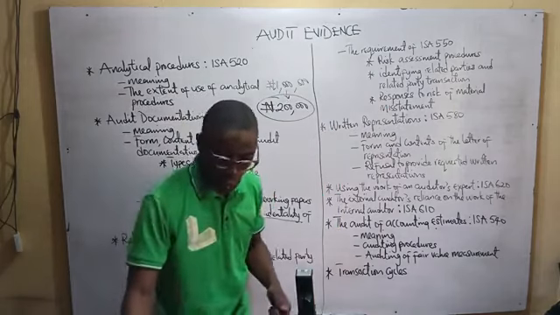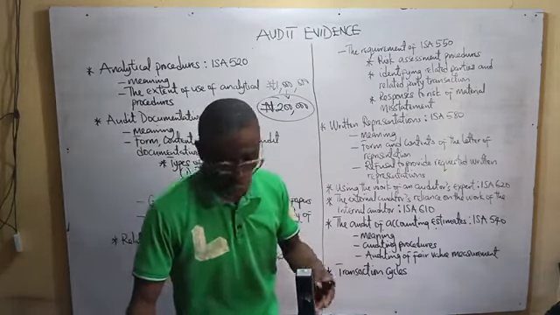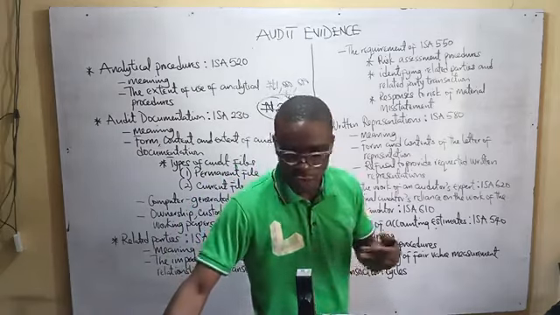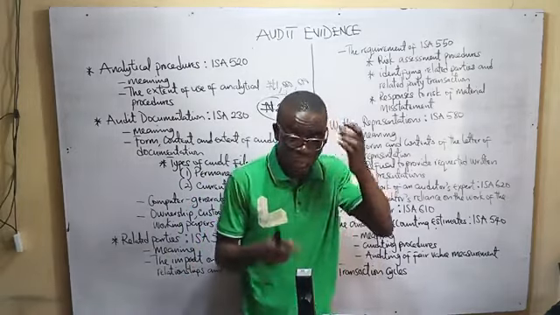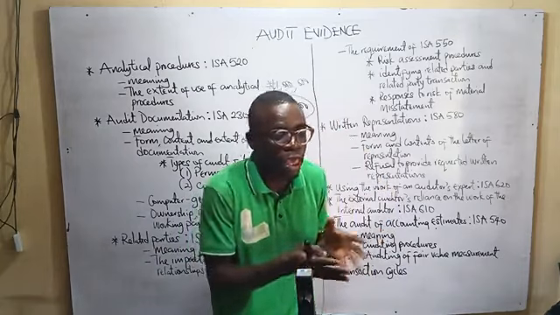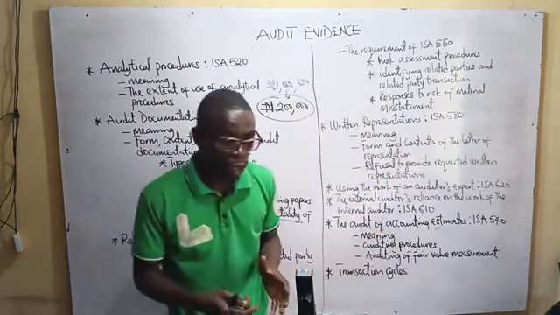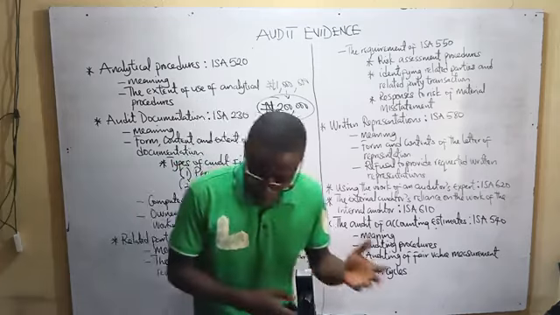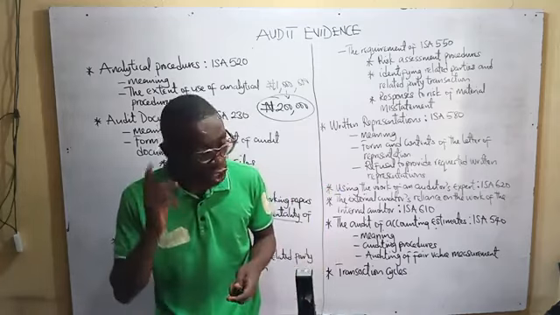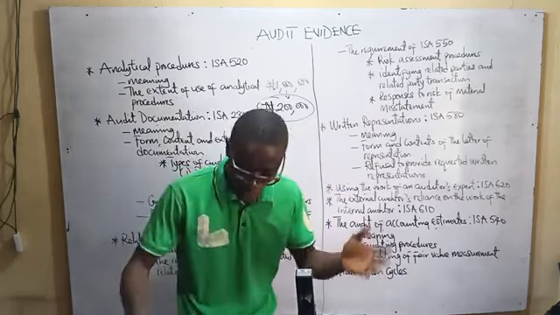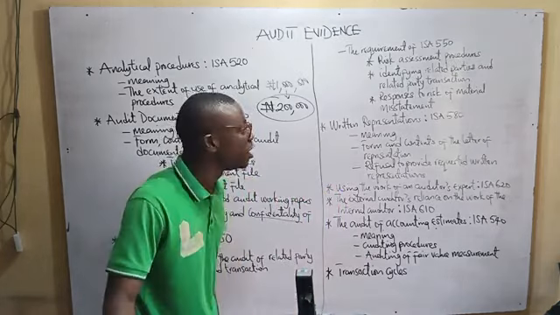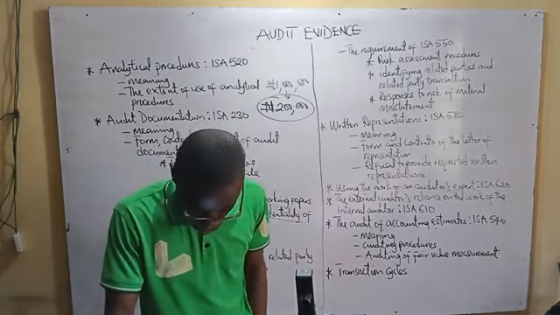The auditor will also review the company procedure for identifying related parties. Because the organization will have a procedure, and that's why they have internal control in place. Are you getting what I'm saying? What are the procedures? The auditor will review the company procedures for identifying related parties.